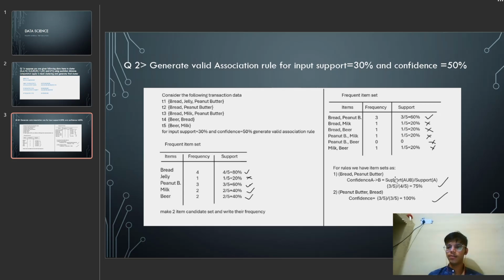So by this formula we can calculate the confidence for bread implies peanut butter, and it is 75%. Similarly, we will find the confidence for peanut butter implies bread, and it is 100%. Since both of these rules have a confidence of more than 50%, bread implies peanut butter has 75% confidence and peanut butter implies bread has 100% confidence, thus we can conclude that both of these association rules are correct. So thanks for watching this video.